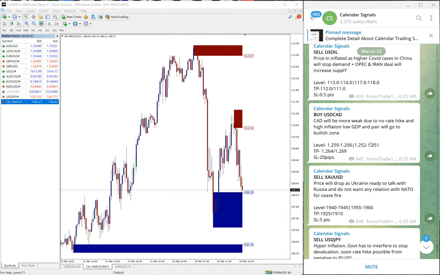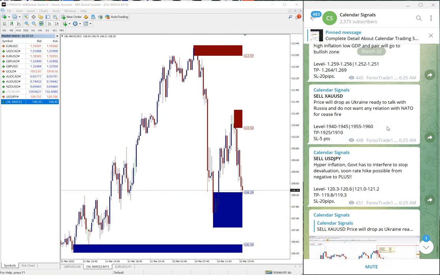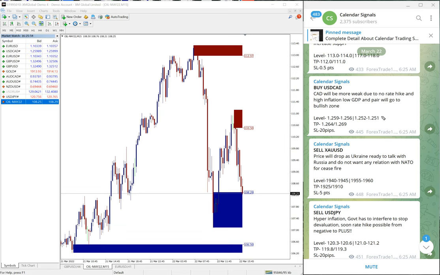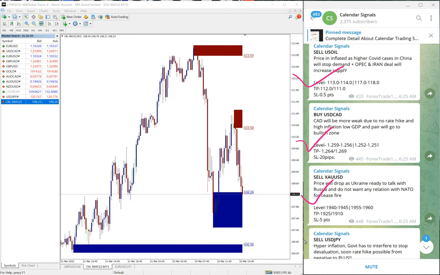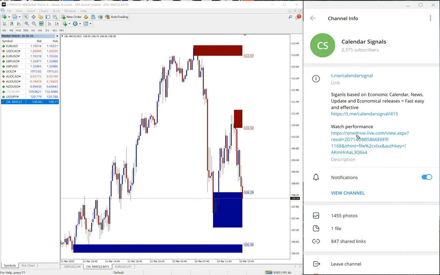Today is March 22nd, and you can see on the right hand side of the Telegram channel the date pop up, March 22, in this area. As I scroll you see March 22, and today we gave the following signals: sell USOIL, buy USD CAD, sell XAUUSD and sell USD JPY. These four signals we gave today, and all these signals were posted on this free Telegram channel.